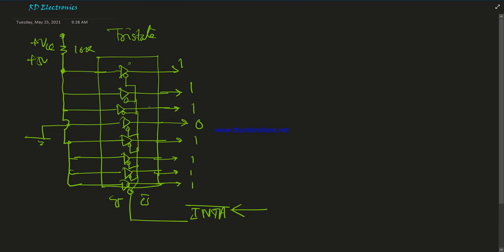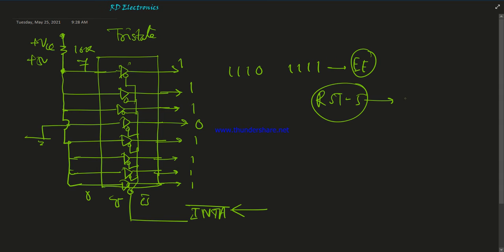Now this is the 7th-bit position, and this is the 0th-bit position. So what is the status? Status is 1 1 1 0 1 1 1 1. What is the hex code? The hex code is EF, and this EF is the hex code of the RST5 instruction. So what is the RST5 location? 5 into 8, 40. That means 0028. So this is our memory page, where after the interrupt the call location is 0028.